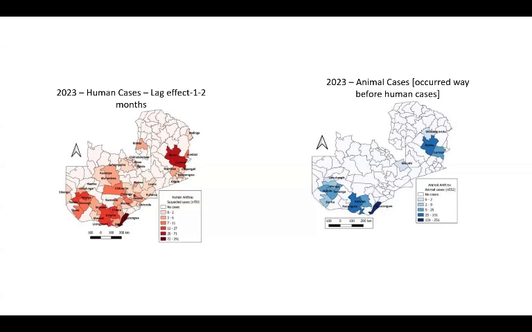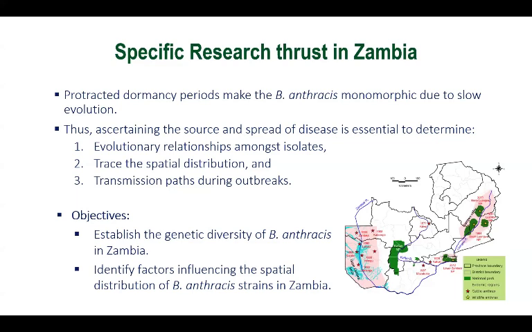And this is a very important aspect when it comes to public health and the ramifications of disease outbreaks. So, when we look at this, one of our specific thrusts in Zambia in terms of looking at anthrax, we know that anthrax has what we call protracted dormancy. Like I said, it can be 60 years in the environment. It can stay there, making the Bacillus anthracis monomorphic, which is due to slow evolution. Thus, ascertaining the source and the spread of the disease is essential to determine the evolutionary relationships amongst the isolates.